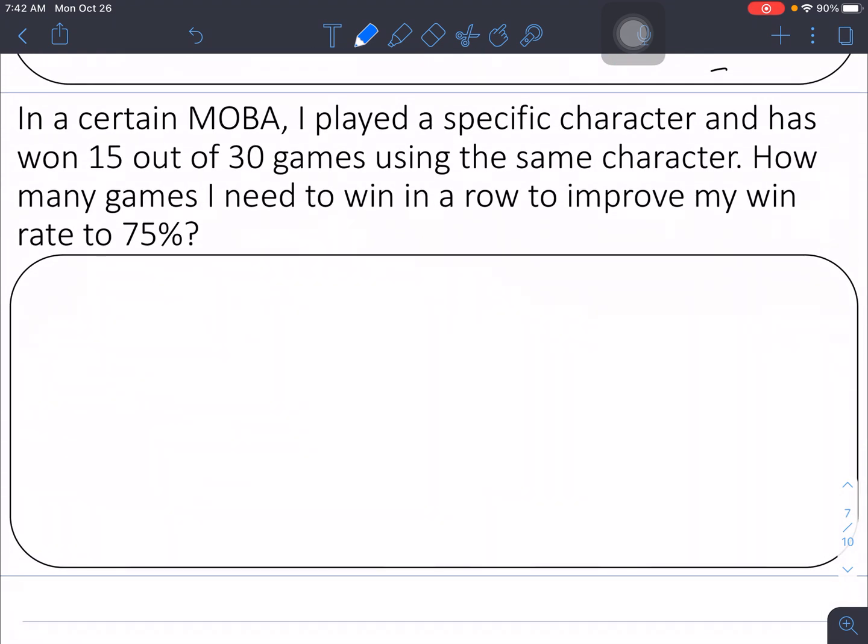So the last example is a worded problem. In a certain MOBA game, I play a specific character and have won 15 out of 30 games using the same character. If we would like to identify my win rate given this situation, my win rate is equal to 15 over 30, because I won 15 games out of 30 games, multiplied by 100%. So that will give me 50%.